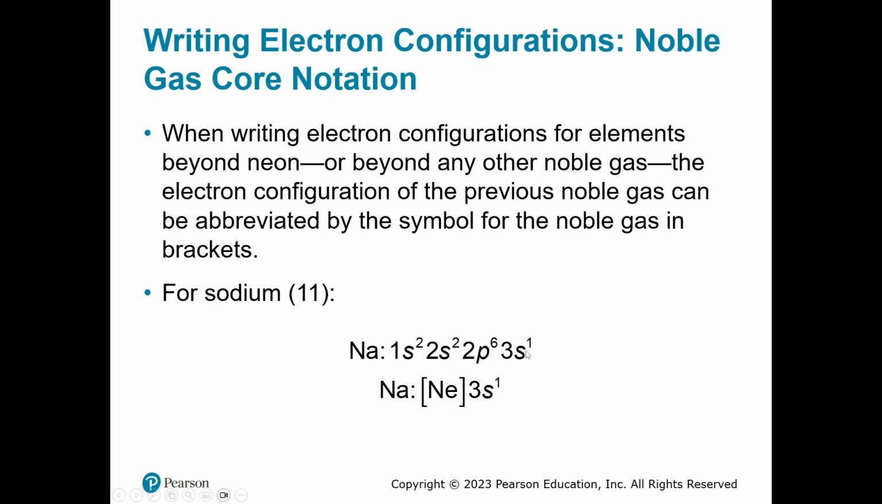You can write out this whole thing. But that's a lot of opportunity to make silly mistakes and have me mark your answer wrong, when you could cut out a lot of the busy work by just bracketing the previous noble gas and then just showing the valence shell.